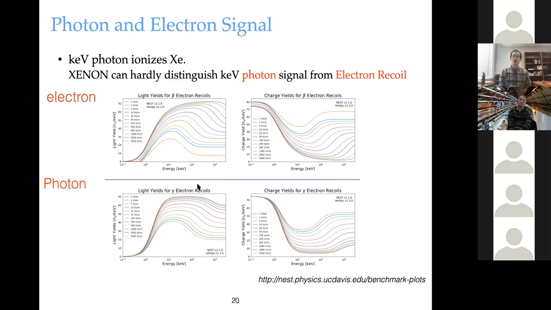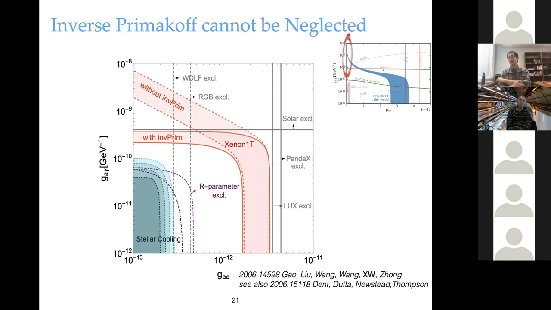Actually, from eyeball, it seems quite similar. From the experiment side, it's hard to distinguish whether this is just the electron absorption, or it's absorbed axion, or just photon produced. That's the reason these two signals should be considered. Let's add this inverse Primakoff process. What does it look like?